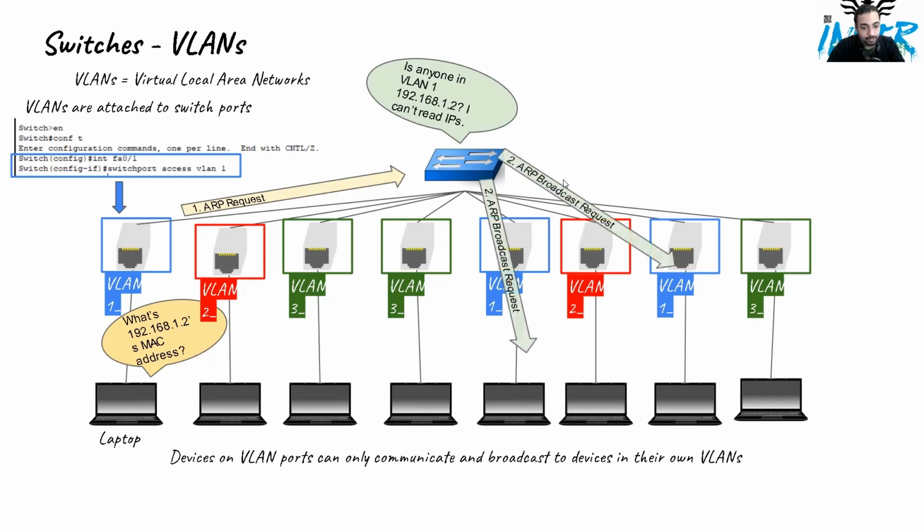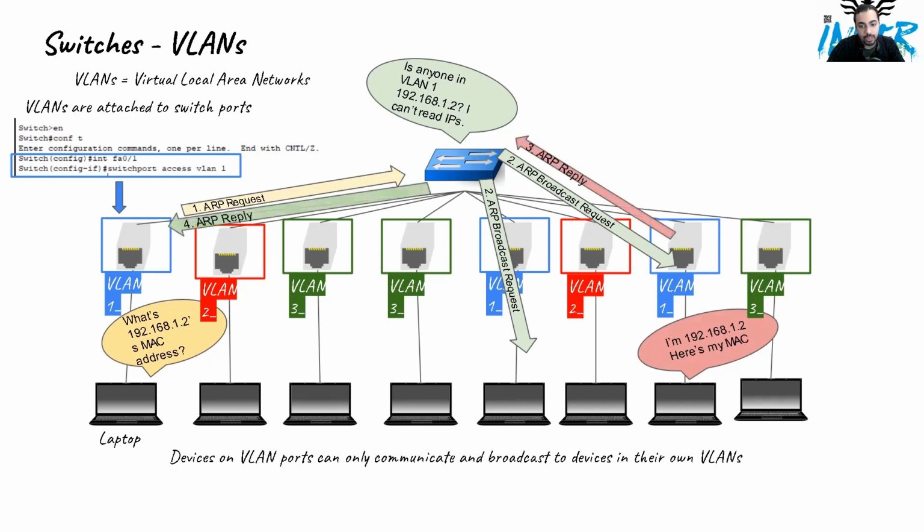The ARP request goes out to only the switch ports with VLAN 1 on it. And then one of the laptops on VLAN 1 is like, hey, that's me. I recognize this IP. I'm going to send my MAC address back to the switch. So the ARP reply is sent back to the switch. And then the switch updates its MAC address table and sends an ARP reply back to the laptop on VLAN 1 that sent the original ARP request. The ARP table is then updated on the laptop.